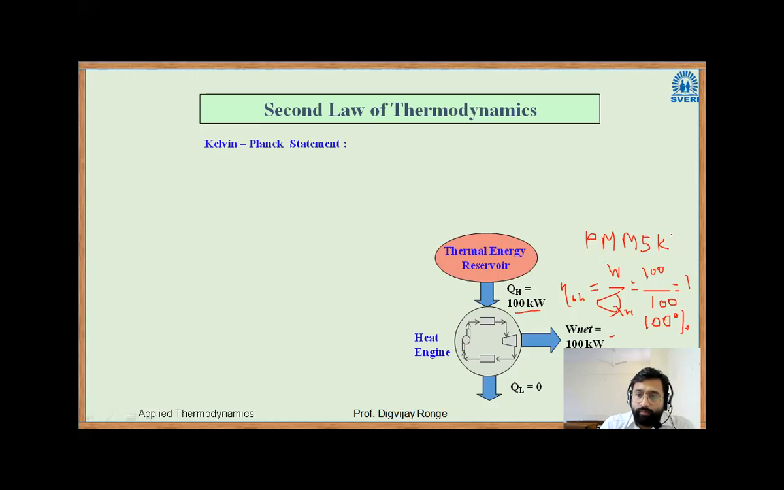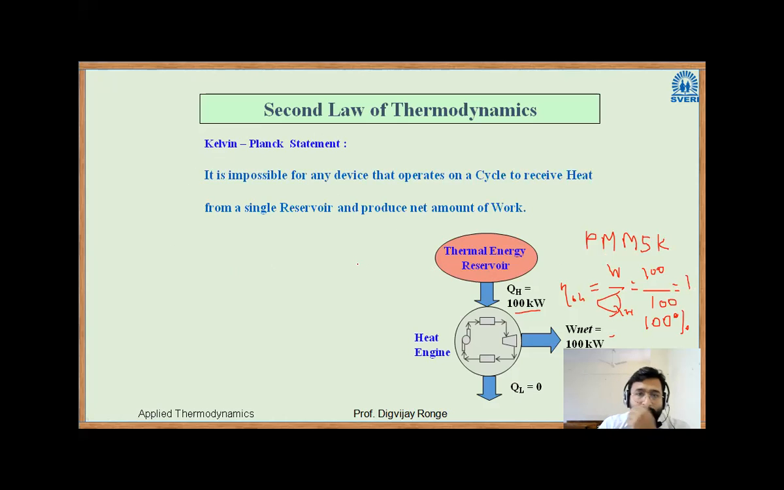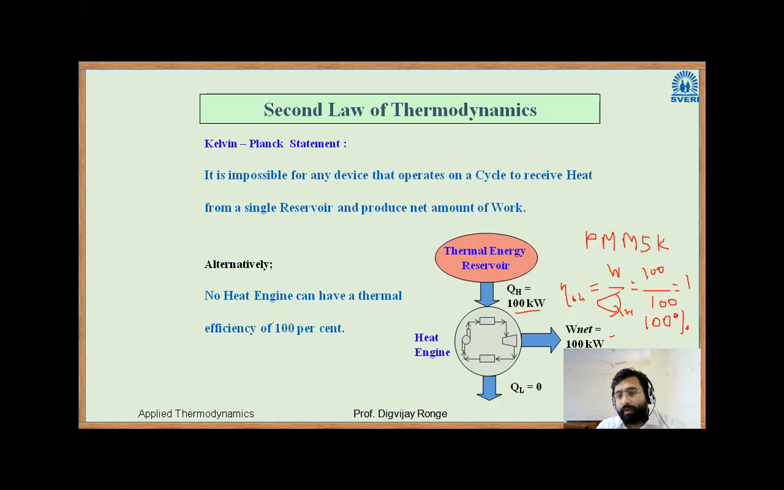By the first law, it is possible to have PMM-SK, but the second law, in the Kelvin-Planck statement, says that PMM-SK is not possible. We'll see the statement. It is impossible for any device that operates on a cycle to receive heat from a single reservoir and produce a net amount of work. That means you cannot convert all the heat input into useful work. Alternatively, no heat engine can have a thermal efficiency of 100%.